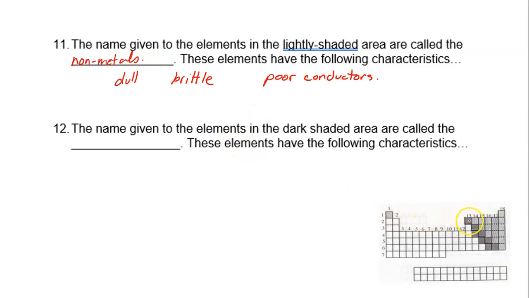So what about these ones that are just touching? Now, with the exception of aluminum right there, all the ones touching the staircase, they're known as metalloids. Which is really, they have characteristics that are a blend of metal and non-metal characteristics.